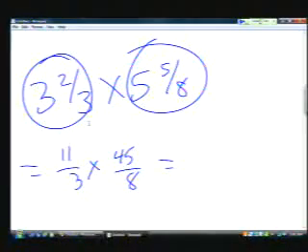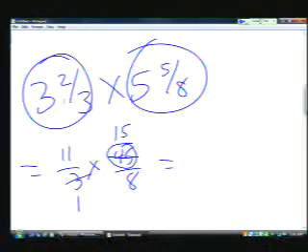Okay? Now again, this little trick is handy because there is a 3 sitting there in 45, I believe, because 4 plus 5 is 9. So I can divide numerator and denominator here by a 3, so I get a 15 here. Now to get the answer, take 11 times 15.